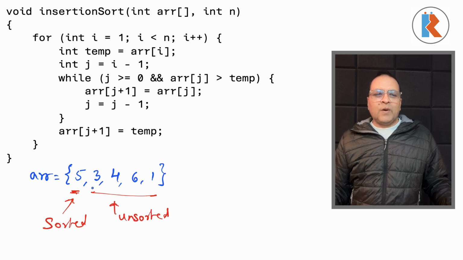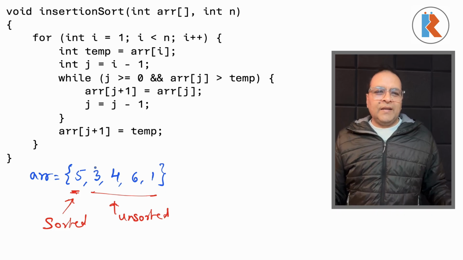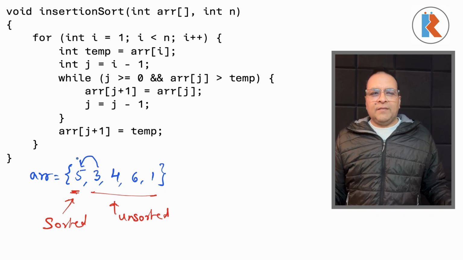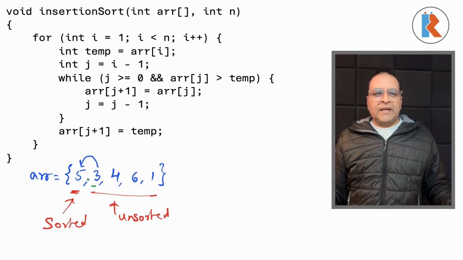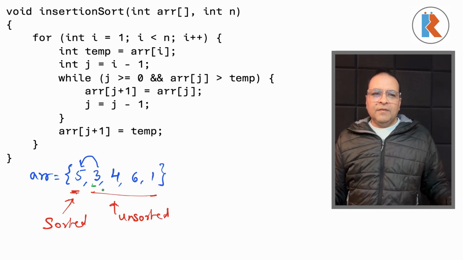Every time it takes one element from the unsorted part of the array and inserts it in the sorted part of the array. First it will pick 3, then insert 3 at the right place in the sorted array. So the sorted part will become 3, 5. Then it will pick 4 and insert it at the right place in the sorted part of the array. So the sorted part will become 3, 4, 5 and so on.